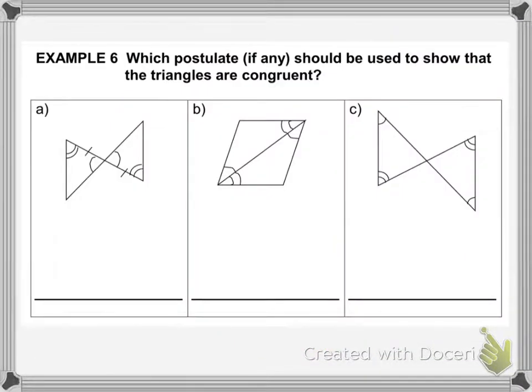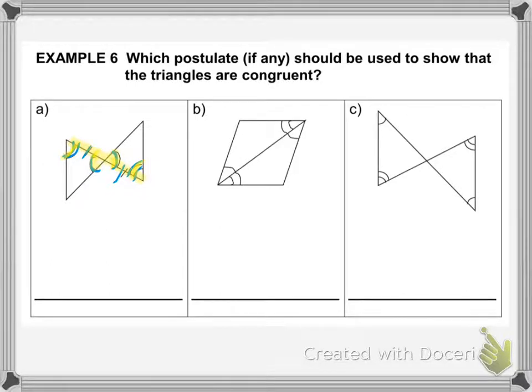All right, on these you don't have to write the congruent statements. You're just saying which postulate, the SSS, SAS, ASA, and HL, says that the triangles are congruent. So for the triangles on the left, on A, let's see, we've got a pair of congruent angles. We've got another pair of congruent angles, and then the side between the angles is also congruent. So we've got ASA.